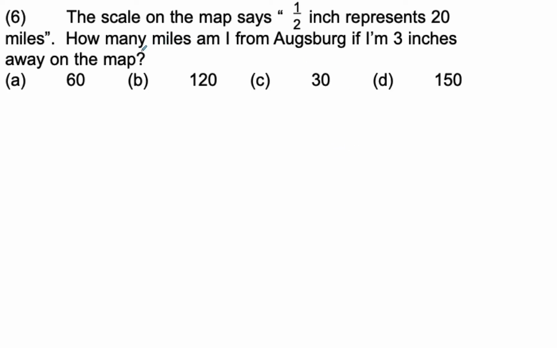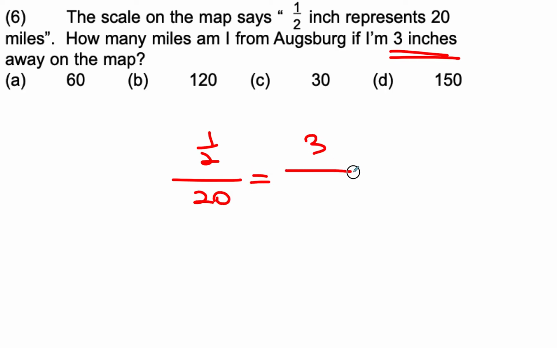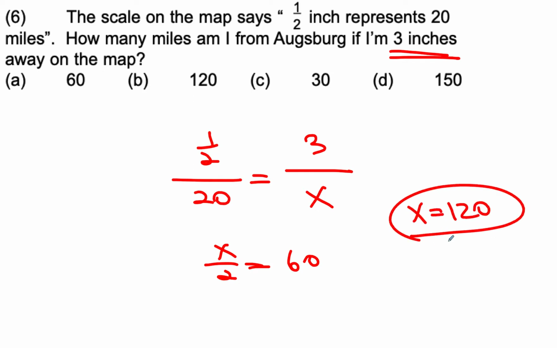Number 6, the scale of a map says 1/2 inch represents 20 miles. How many miles is it if I'm 3 inches away? Basically this is another proportion question. 1/2 represents 20 miles. How much does 3 inches represent, in terms of x? We can multiply across. So we get x over 2 is equal to 60. I can multiply each side by 2, so x equals 120. So choice B becomes the answer.